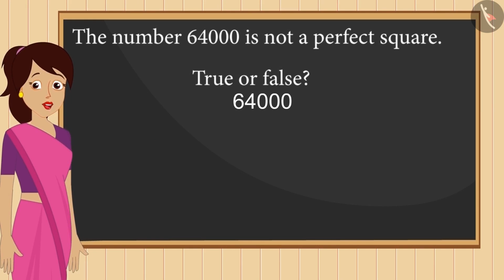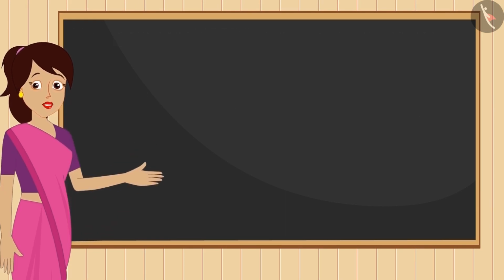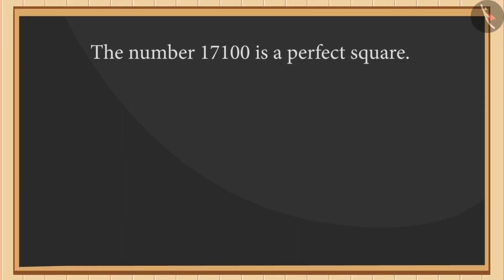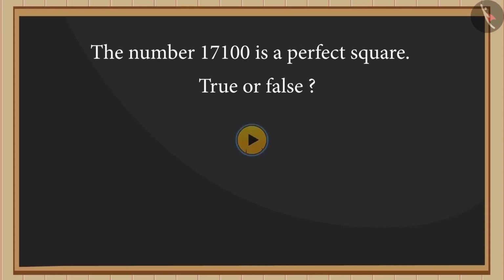Therefore, this statement is not false but true. Now look at this statement. You can pause the video here and think of an answer. If you have assumed the statement to be true, then you may have thought that the number of zeros at the end of the number is even. So, it should be a perfect square.